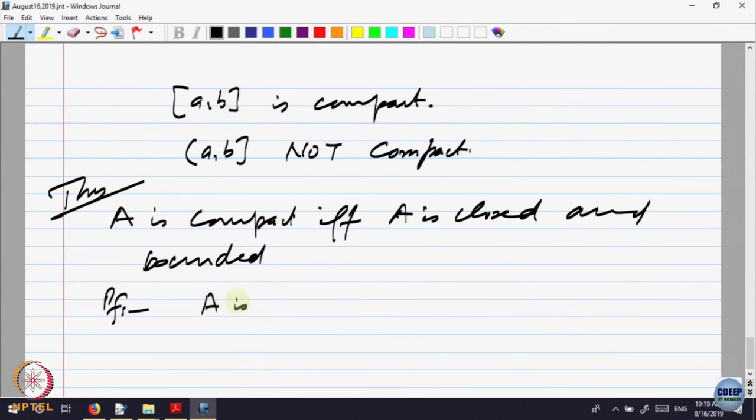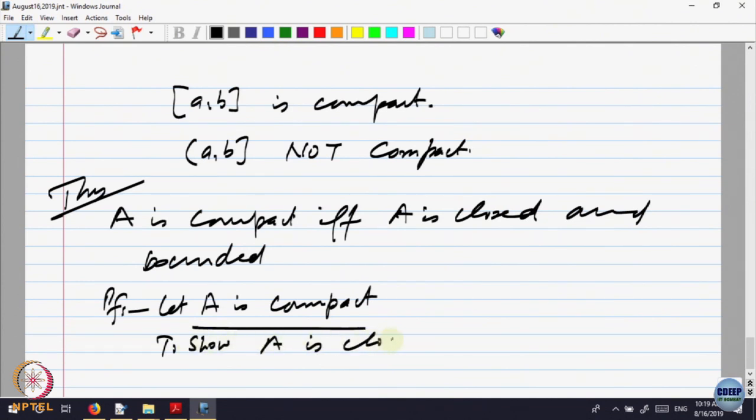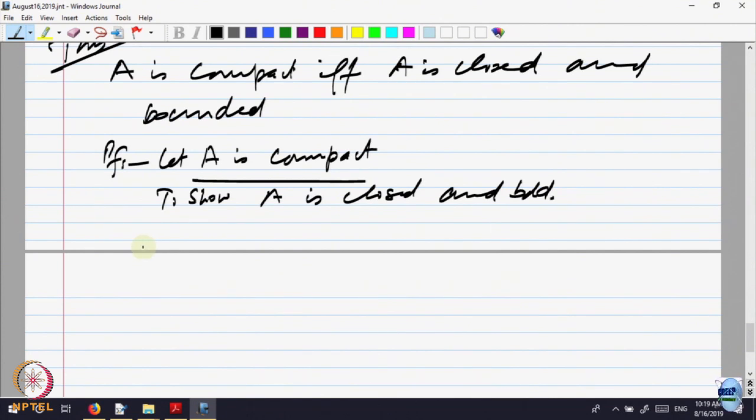So, let us say A is compact. This is given. To show: A is closed and bounded. So, how do I prove A is closed? Definition. What is saying A is closed? If a sequence of elements of A converges somewhere, then that limit must be inside the set A. So, let a_n belong to A, a_n converge to a belonging to R. Then we want to show the element a belongs to the set A.